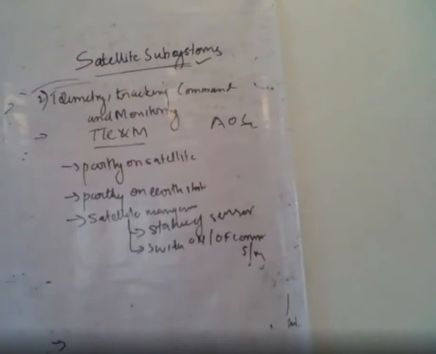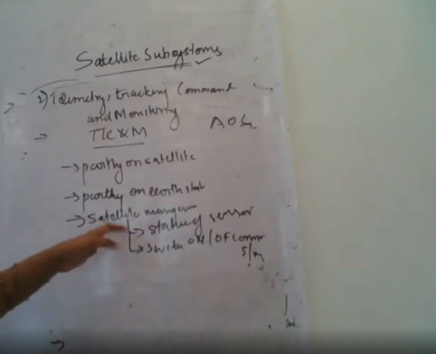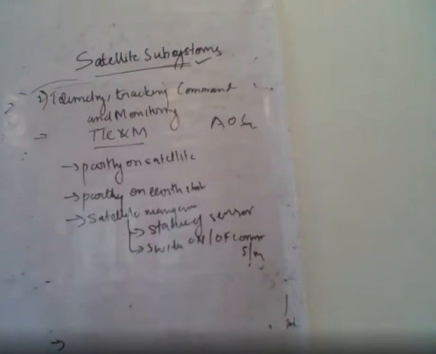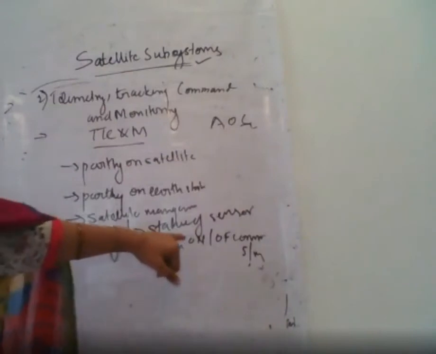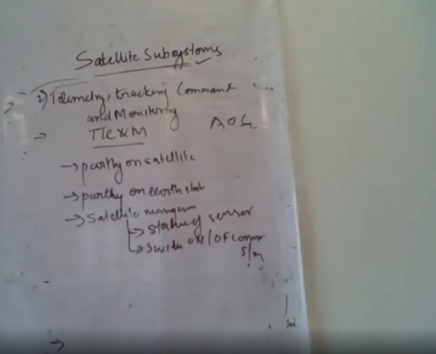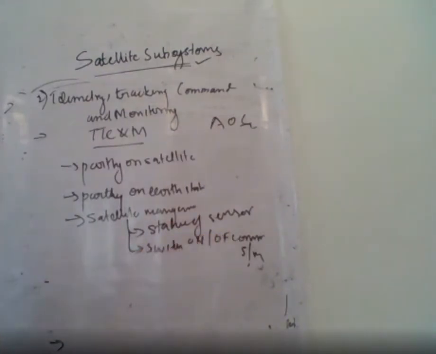Talking about the TTC&M, it is partly on the satellite and partly on the Earth station. The first function of satellite management is orbit control and attitude control. Next, it monitors the status of sensors. The third point is switching the communication system on and off.